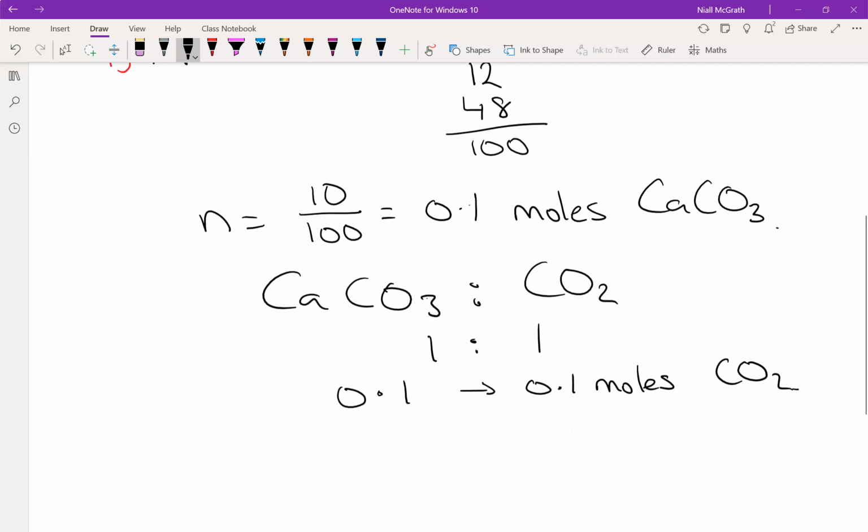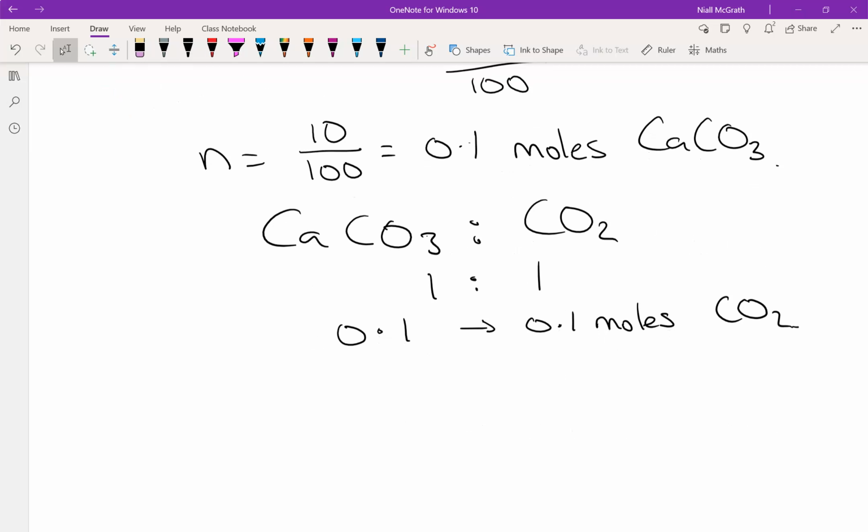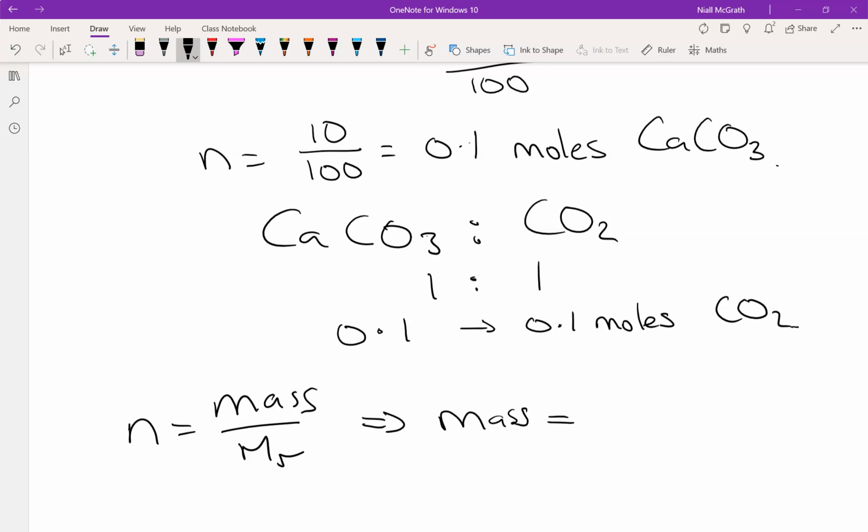We're not asked for the number of moles, we're asked for the mass. So our n is equal to mass over relative mass. If we rearrange that, our mass is equal to the number of moles multiplied by our relative mass. If we do a quick calculation of the relative mass of carbon dioxide, carbon is 12, oxygen is 16, and we have 2 of those, so it's 12 plus 32. That is an MR of 44.